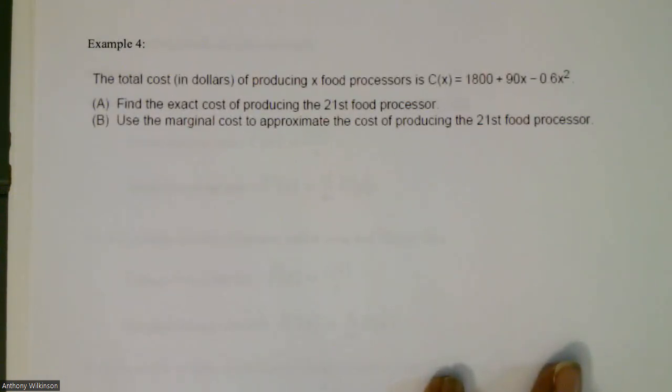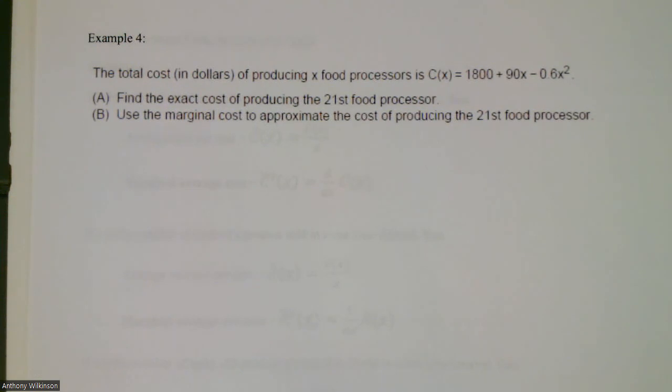Here's another example. Let me bring this down. The total cost in dollars of producing x food processors is C of x is equal to 1800 plus 90x minus 0.6x squared. In part A, find the exact cost of producing the 21st food processor. Part B is to use the marginal cost to approximate the cost of producing the 21st food processor. All right, so let's start with part A, finding the exact cost of producing the 21st food processor.